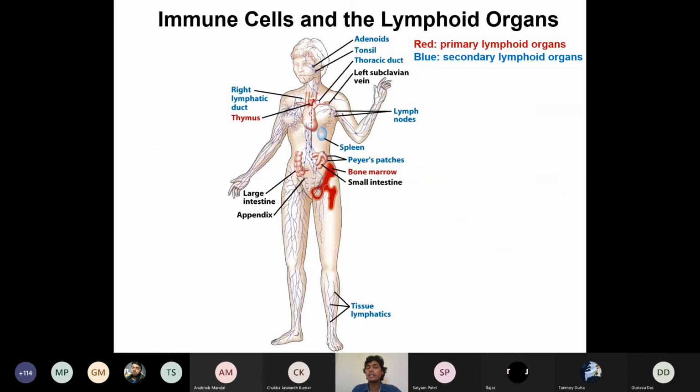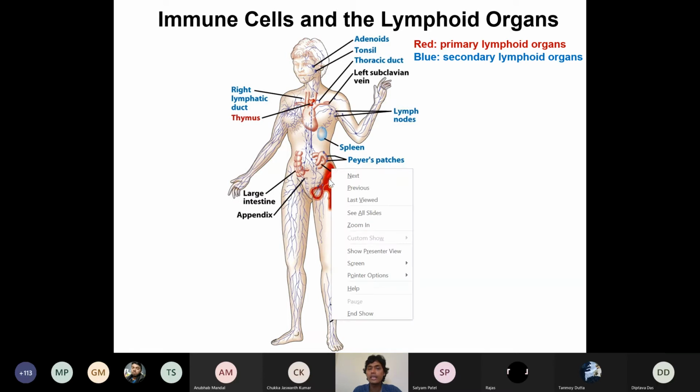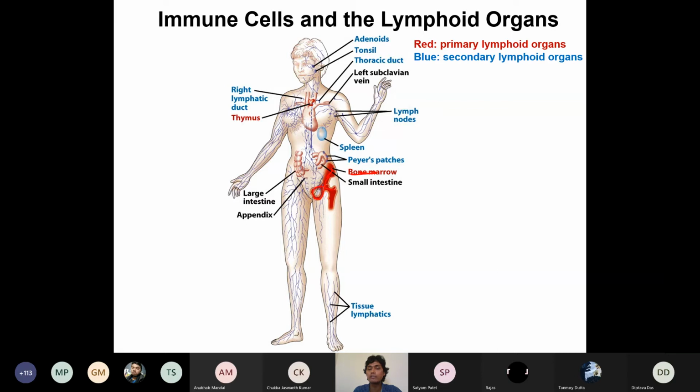Okay, so let me explain this part also. Immune cells and the lymphoid organs. So this is the human body, right? And you can see here that this is bone marrow, right? I told you that all blood cells, all immune cells, are actually coming from bone marrow. It has stem cells, and from bone marrow we get all sorts of different types of cells, right?